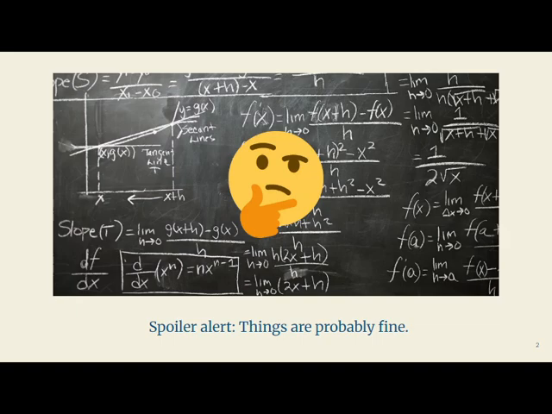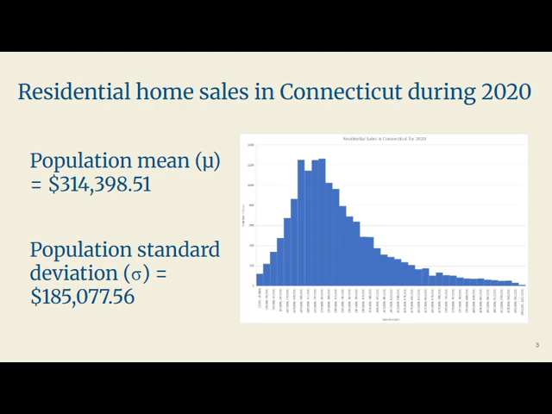test data. To explore how probability plays a role in data analysis, we'll use real numbers from residential home sales in Connecticut during 2020. I found a list of all the sales, about 15,000 total, from a government website. That's what we call population data. Since we had every number, we let Excel handle the heavy lifting and calculate the exact statistics.